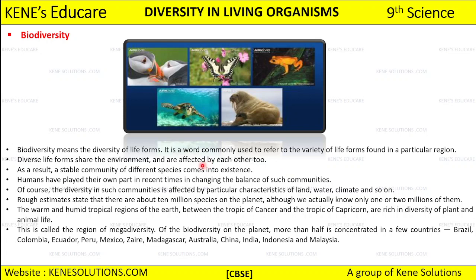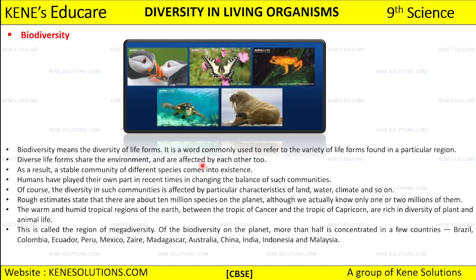So when it comes to diverse life forms, they share the environment and are going to be affected by each other, right? Because we all are dependent on each other in some way. Plants are dependent on us and we are dependent on plants in some way. As a result, a stable community of different species comes into existence.